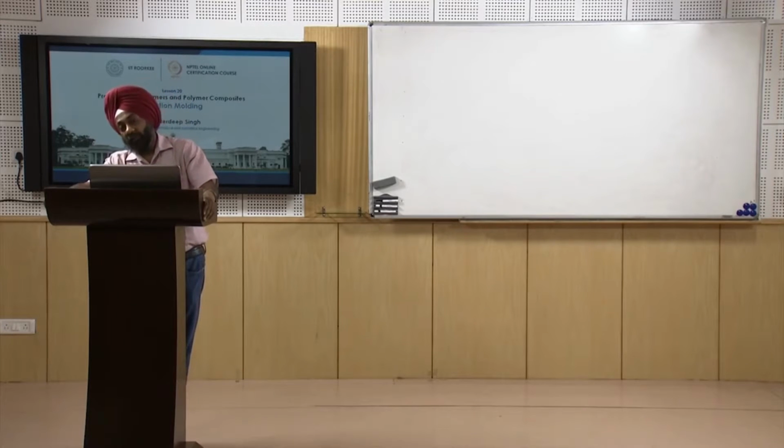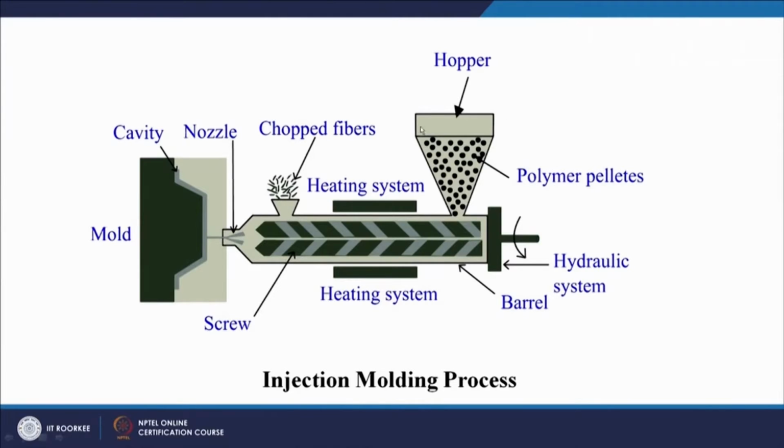Then there can be a third mechanism or third variant of this process of introducing the short fibers into the polymers through the hopper only. We can introduce our fibers directly in the hopper, but what can be the problem? You can just think in this direction: if we put our fibers directly in the hopper, what can be the problem?